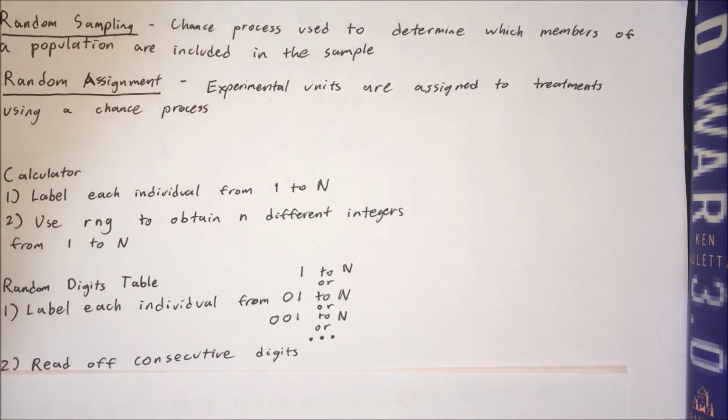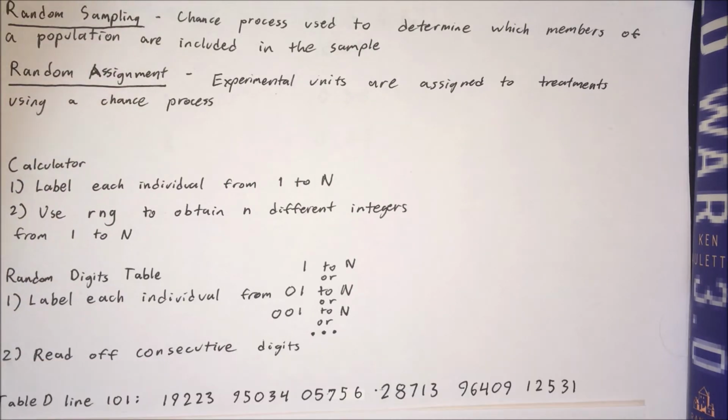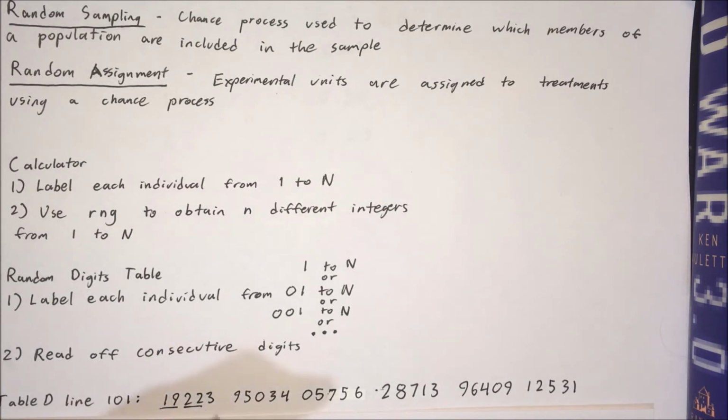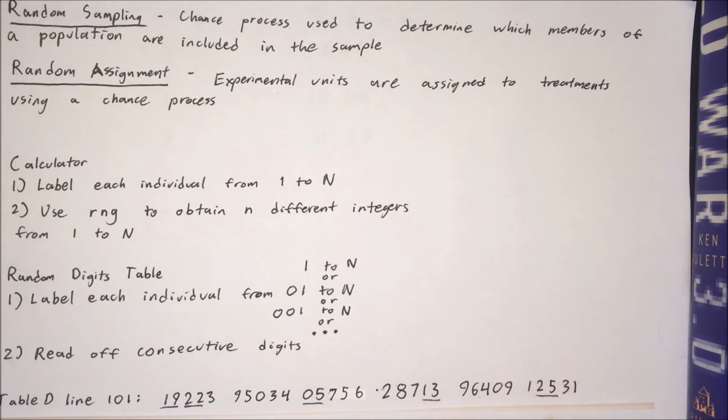Let's say that we have a labeled population of 30 individuals and we want to randomly sample data from 5 of these individuals. Table D in the back of your textbook has a couple of random digits table values, and line 101 reads off these values. Read from left to right the numbers 19, 22, skip 39, skip 50, skip 34, 05, skip 75, skip 62, skip 87, and 13, skip 96, 40, 91, and 25 is our 5th.